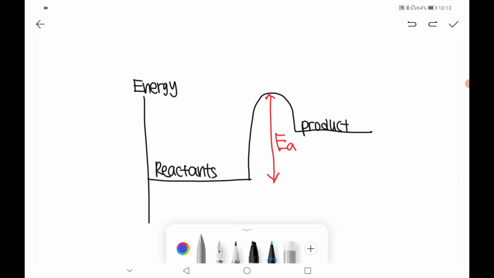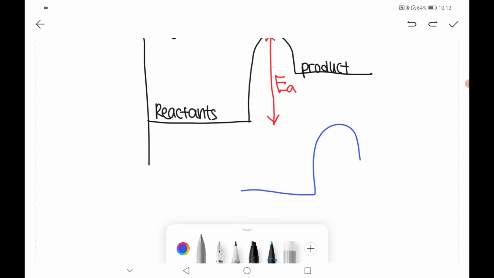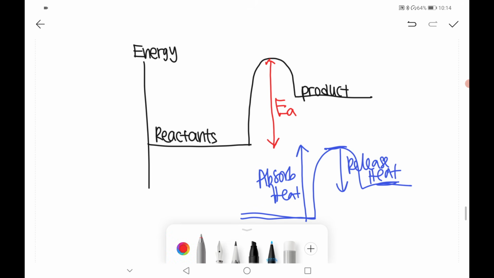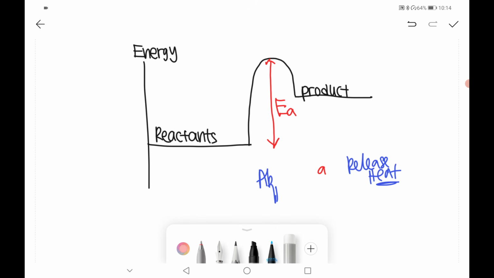So, reactant and product. From the reactant to the highest point, this is the energy you absorb. From the highest point to the product, this is the energy that you release. That is what we need to know. And the gap between the peak and the reactant, this absorbed energy, is also known as activation energy.